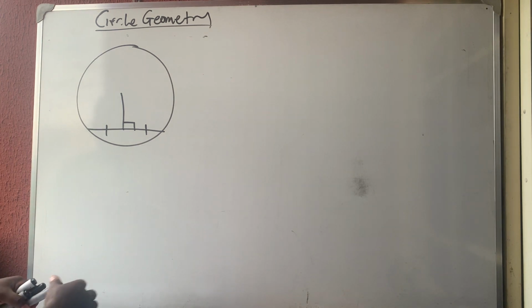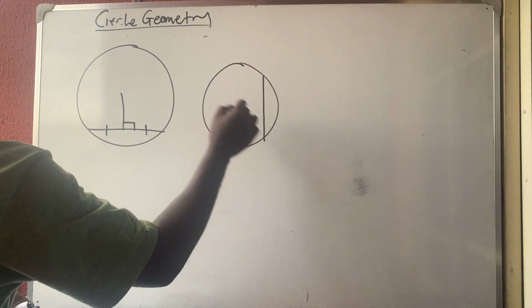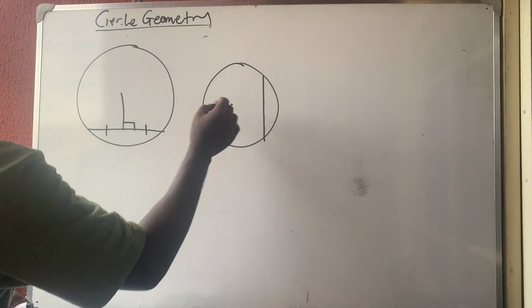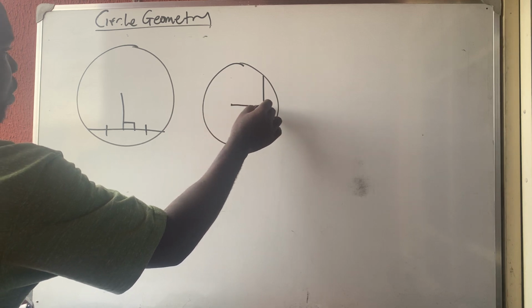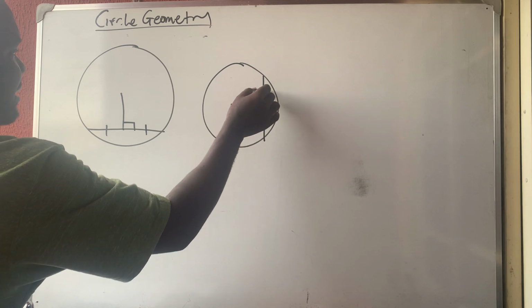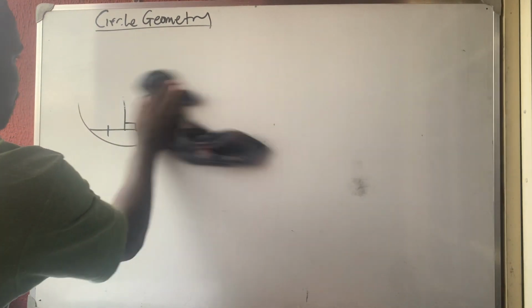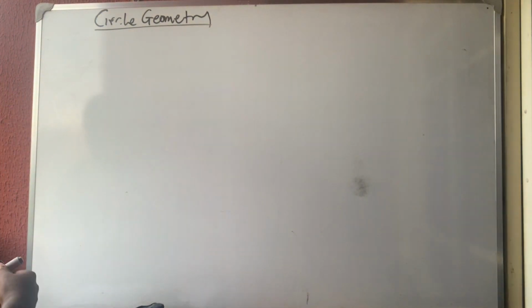Very important. So if you have a circle like this and you have any chord anywhere, once you have the center of the circle, any line that is drawn from the center of the circle to that chord meets this chord at angle 90 and it bisects the chord. So that's another thing you need to know about properties of a chord.